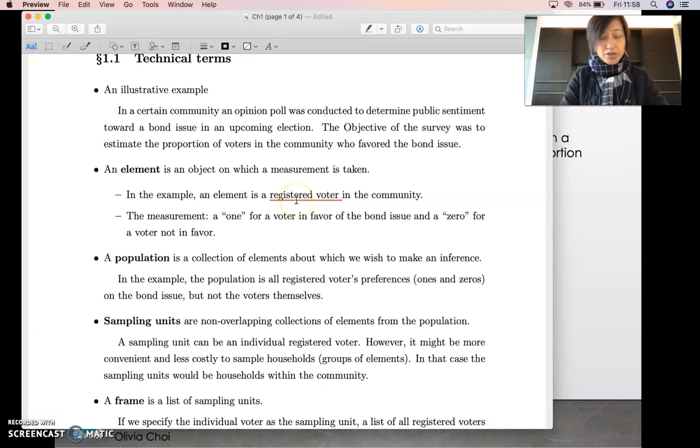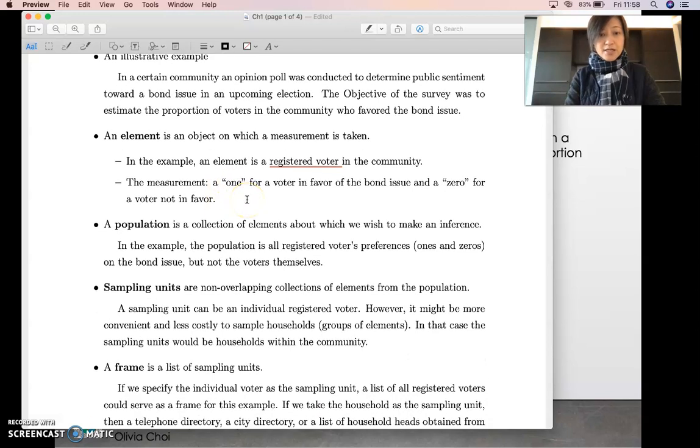So beware. When you try to get the measurement from the interviewees, you need to make sure that we are targeting the right people. So the element would be the registered voter. We want to get their answer of whether they're in favor of the bond issue or not. So the measurement would be to ask them whether they are in favor. If the answer is yes, then we put, for example, we use 1 and 0 to indicate them for easier calculations. So if the answer is yes, then we put 1. If the answer is no, we put 0.